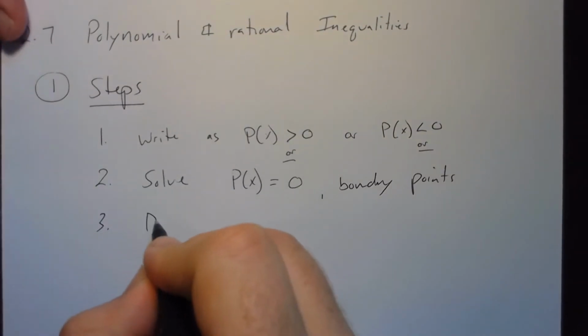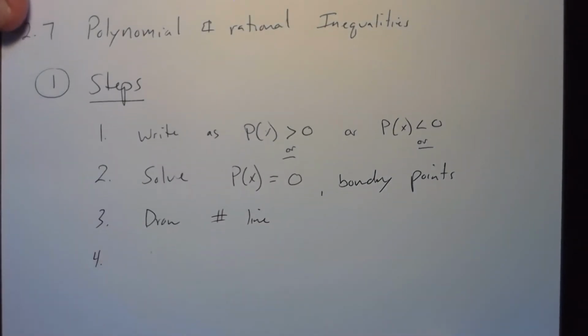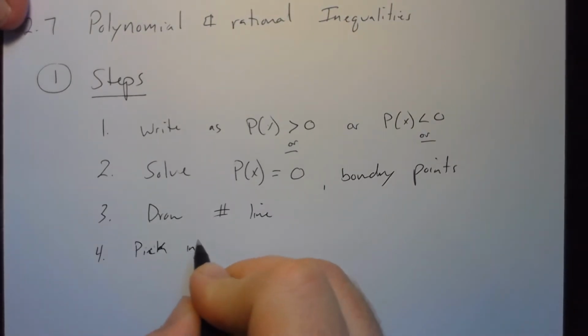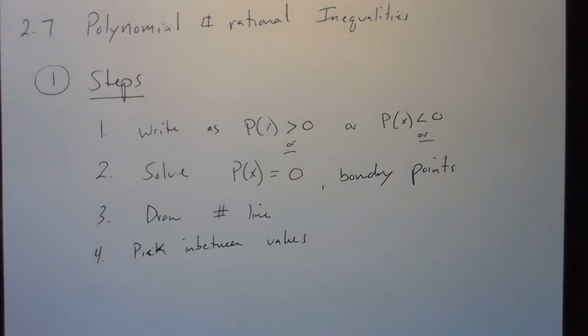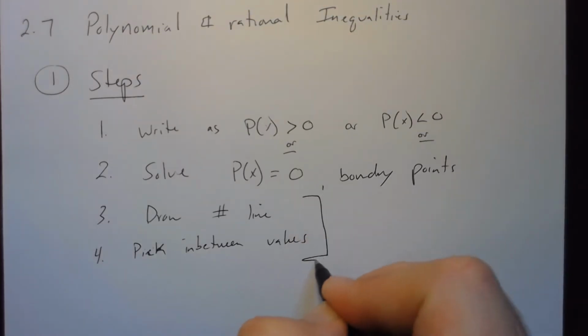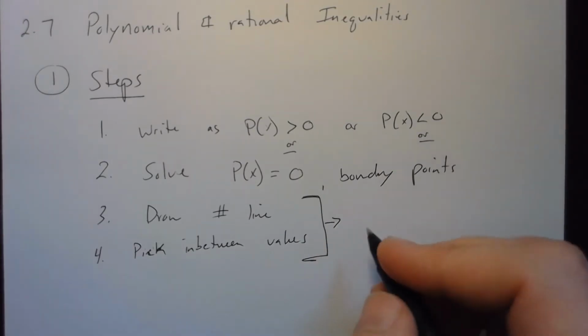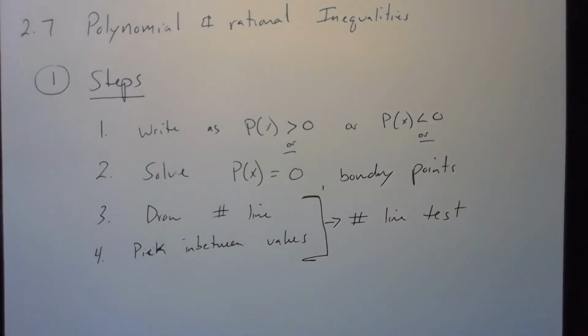After that, number 3, you're going to go ahead and draw yourself a number line. And then number 4, I would say, is you're going to pick intermediate values. In-between values might be another word you might want to use. These are the values that you're going to use to test your inequality to make sure that it appropriately works. Now, these two details together, the number line with the in-between values, is something that calculus students would recall as the number line test. Okay, so those are the basic steps to evaluating a polynomial inequality.